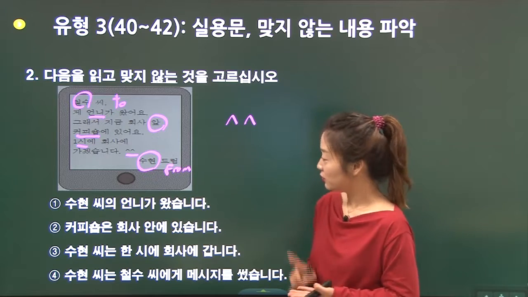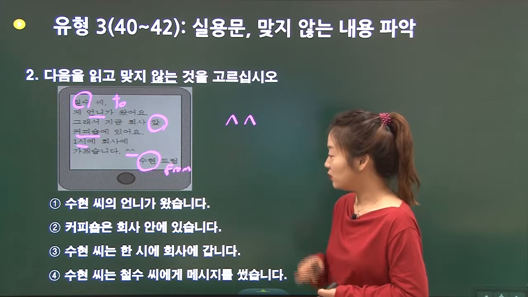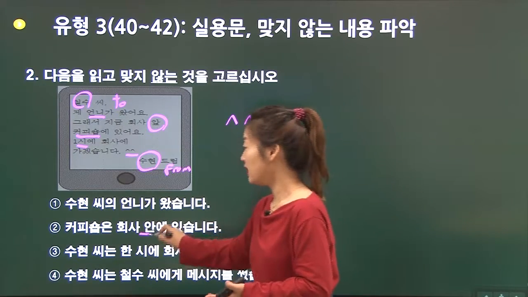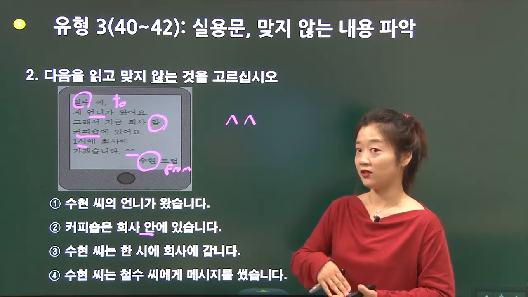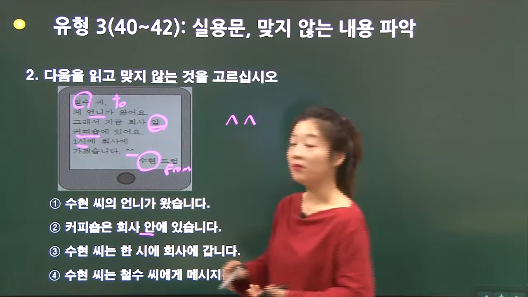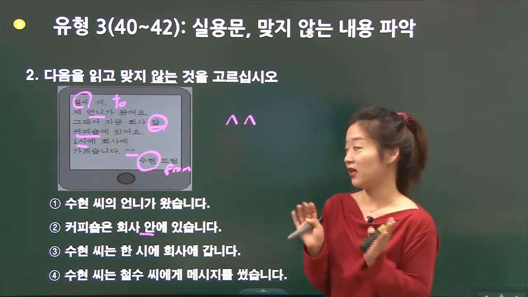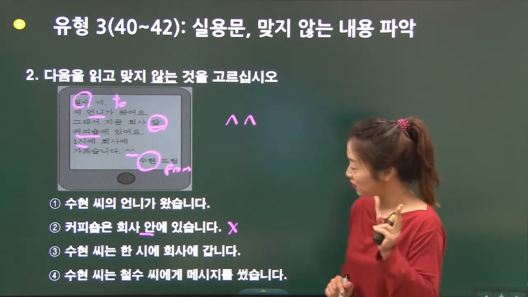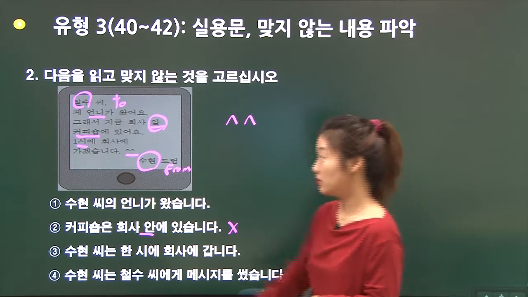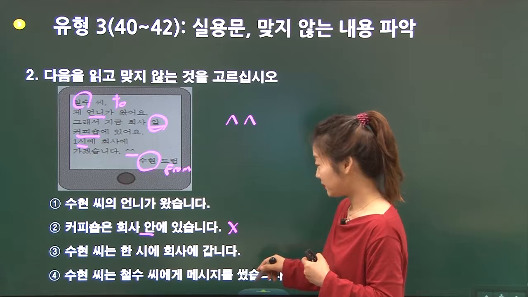Number one, 수연 씨의 언니가 왔습니다. It's correct, right? Number two, 커피숍은 회사 안에 있습니다. Is it correct? 회사 안 means inside of the office or inside of the company. But she said 회사 앞. 앞 means in front of or nearby the office. So this is not correct. Number three, 수연 씨는 1시에 회사에 갑니다. What did 수연 say to 철수? 1시에 회사에 가겠습니다. So it's true, right?